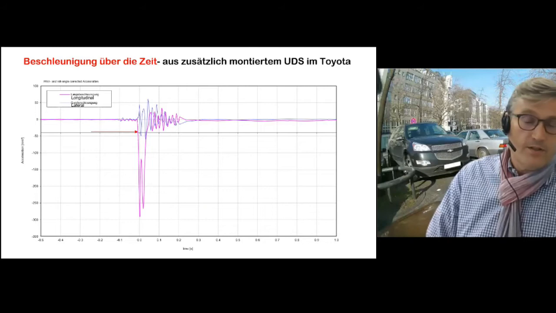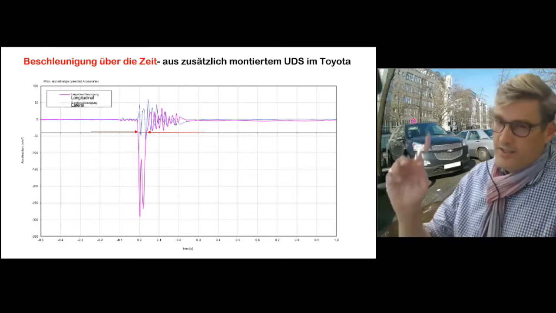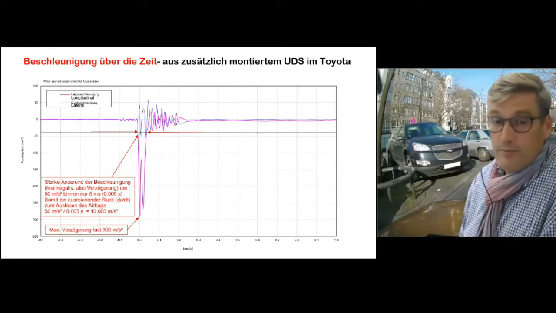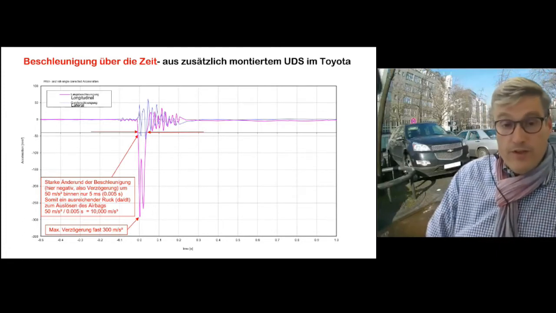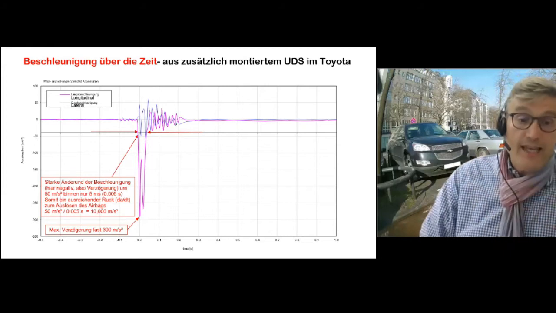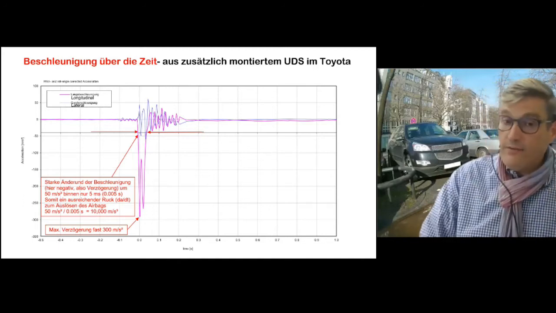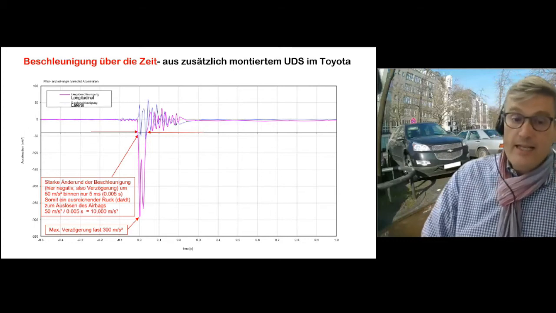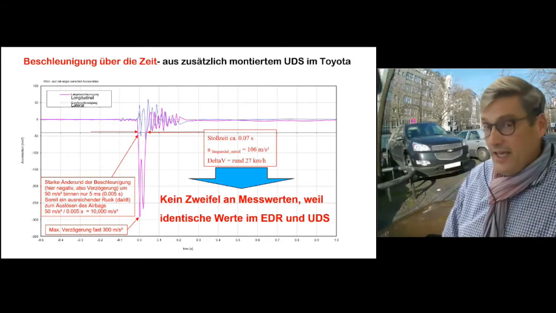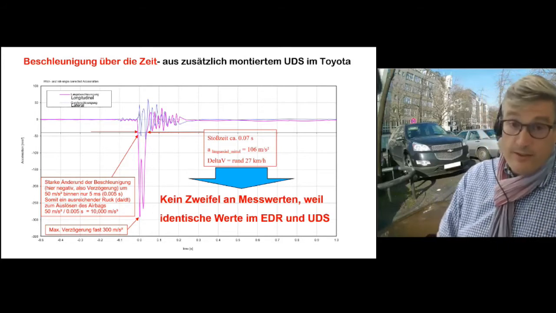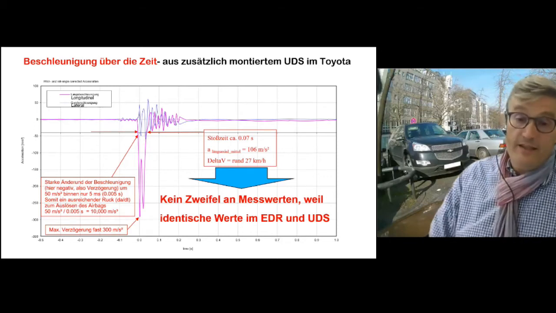Next slide, please. The whole period of the impact itself was only about 70 milliseconds. So it's a very short period. But at the beginning, within the first 5 milliseconds, we had a change in the acceleration of 50 meters per square second. This is the moment where the airbag detects that if this is going on with this high deceleration, then we have to have a deployment. So you see the data from this EDR and the data from additional measurement instruments are absolutely exactly compatible. So there's no doubt on the measurements in the EDR. Okay, next slide, please.